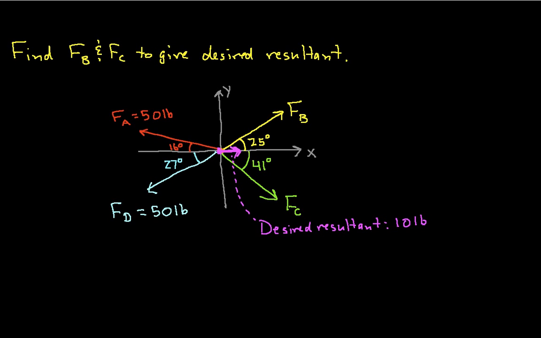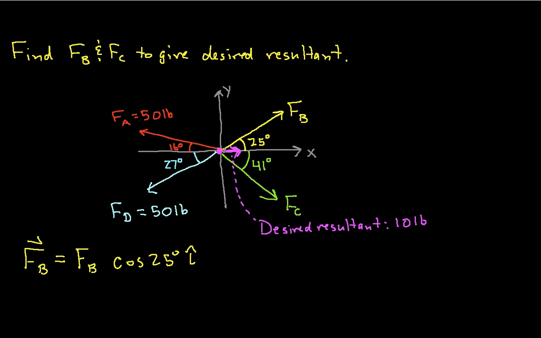I won't compute the components of FA or FD. Those are the same as in the previous problem. What I do need to do, though, is come up with an expression for FB and FC in terms of their x and y components. So if we look at this, the vector FB will be equal to its magnitude times the cosine of 25 degrees i hat.